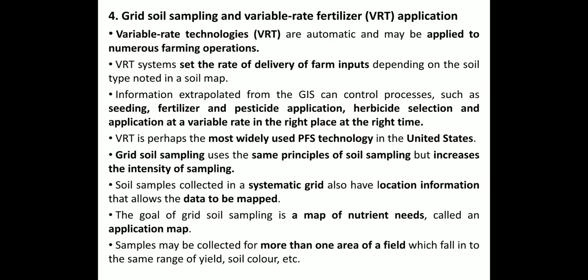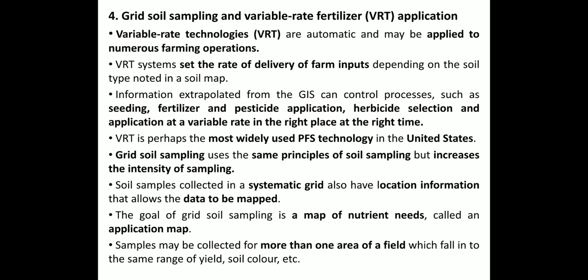Next technology: grid soil sampling and variable rate technology, that is, variable rate fertilizer application. Variable rate technology, VRT, is automatic and may be applied to numerous farming approaches. In a VRT system, the rate of delivery of farm inputs is set depending on the soil type noted in the soil map. The information is exploited from the GIS, and processes such as seeding, fertilizer and pesticide application, and herbicide selection and application are done at a variable rate, at the right time and right place.